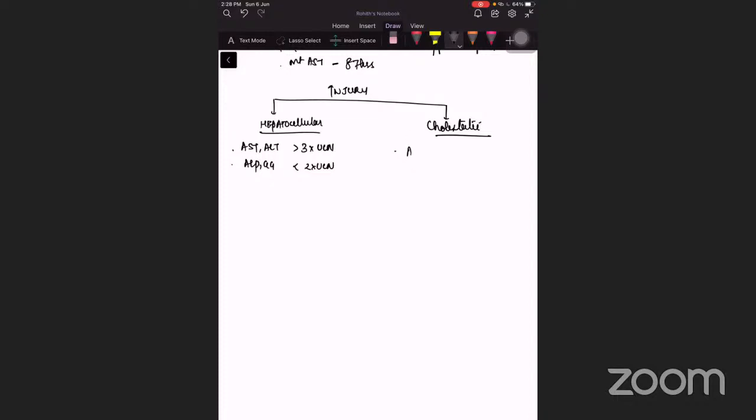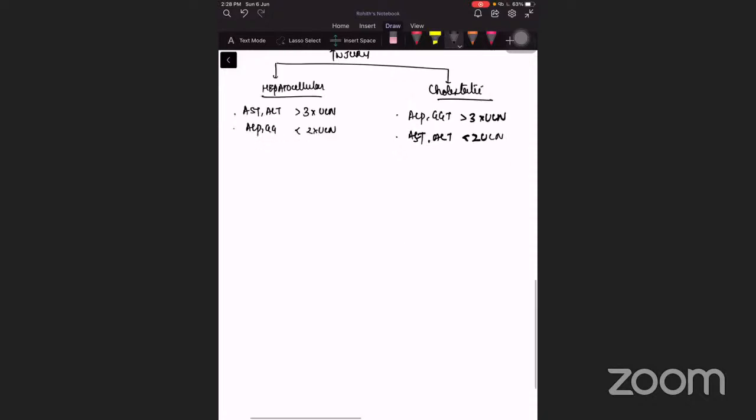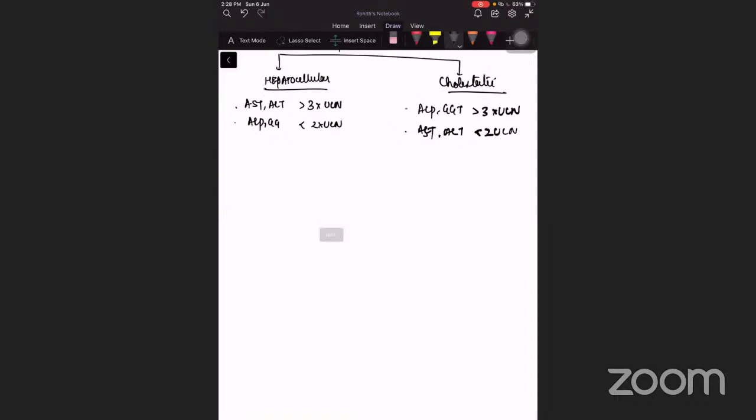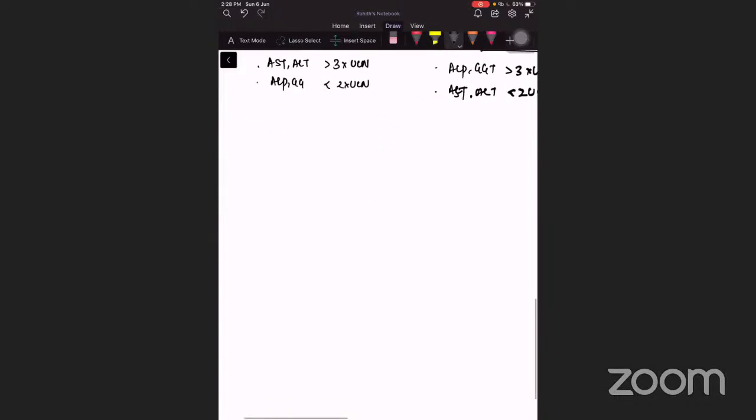So the cholestatic pattern is exactly the opposite. The ALP and GGT are going to be elevated more than 3 times the upper limit of normal, and the AST and the ALT levels are going to be less than 2 times the upper limit of normal. So when you have predominant ALP GGT elevation, it is cholestatic. AST ALT, it is going to be hepatocellular. The moment we say it is hepatocellular, we have to see what clue we are going to get. For this, it depends on 3 things. One is you have to look at the extent of elevation. This is going to give a very important clue.